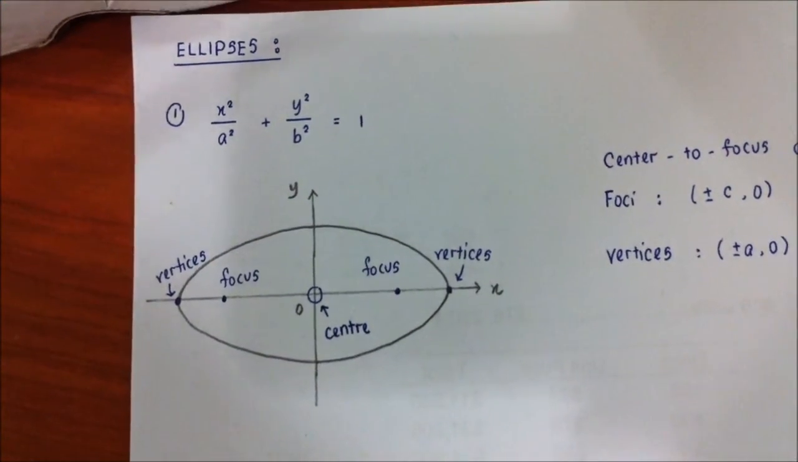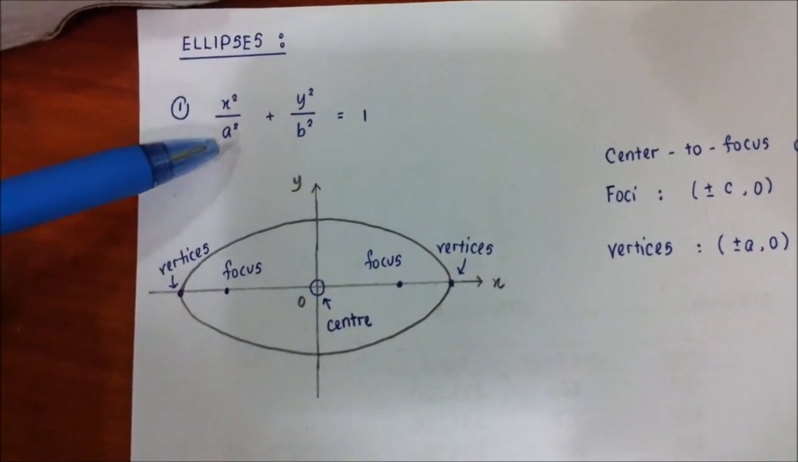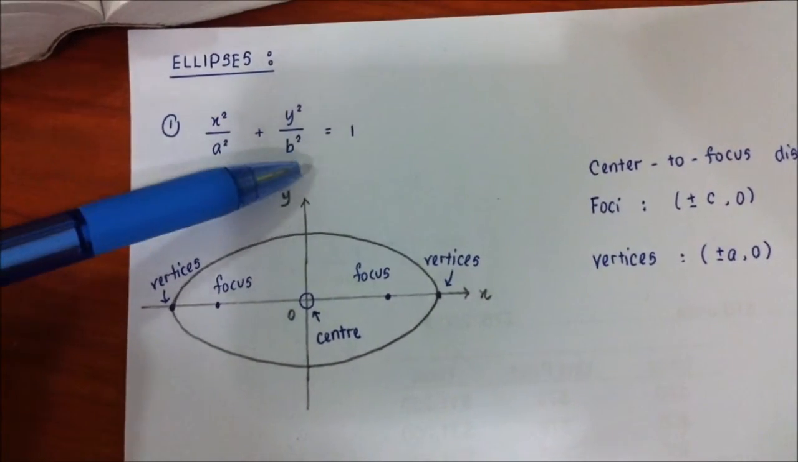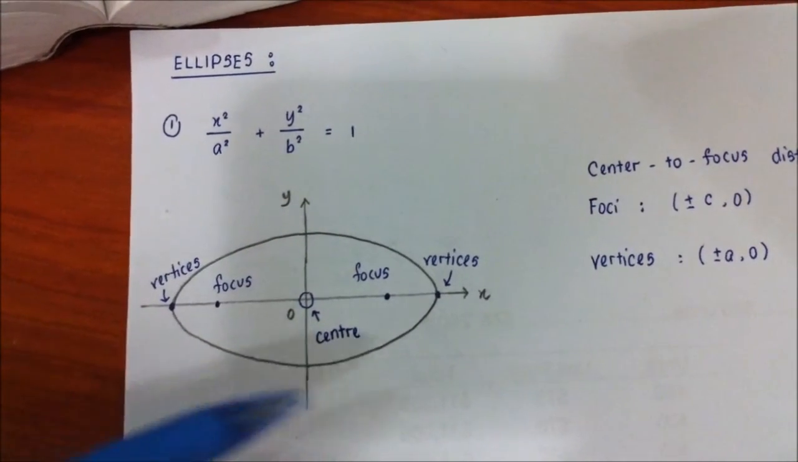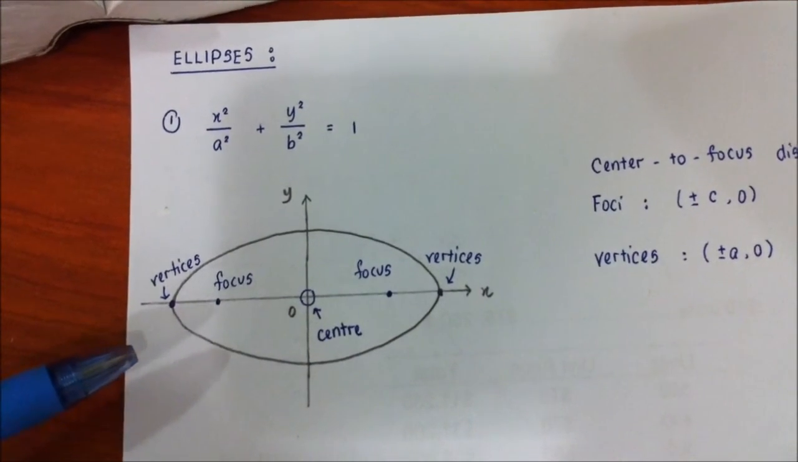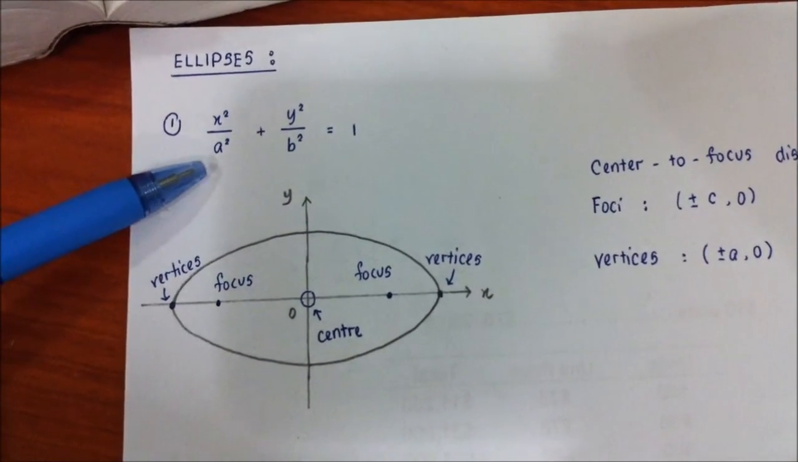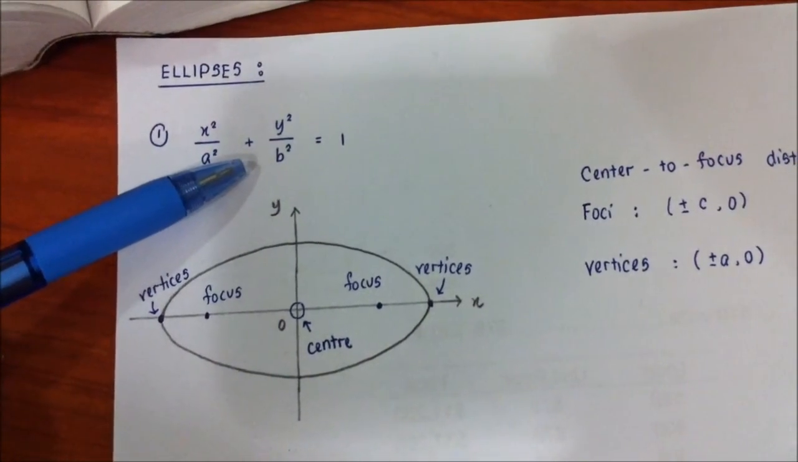So, how do we recognize the ellipse graph? When we see x squared over a squared plus y squared over b squared equals 1, the x-axis will be the longer one, which means it will be the semi-major axis. Because a squared will always be the larger value and b squared will be the smaller value.